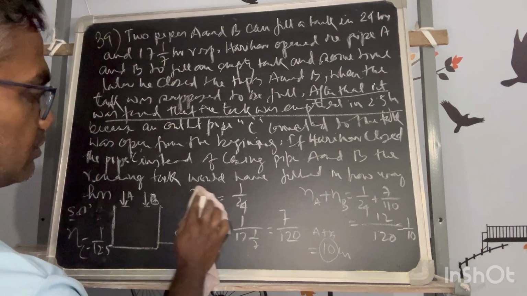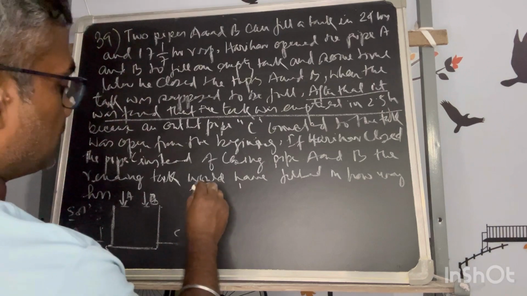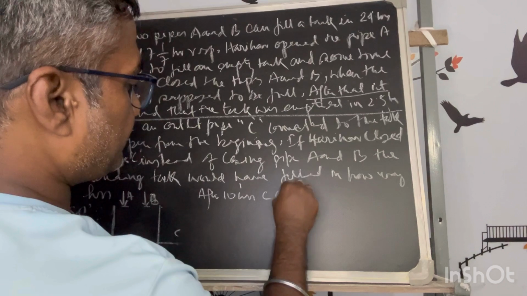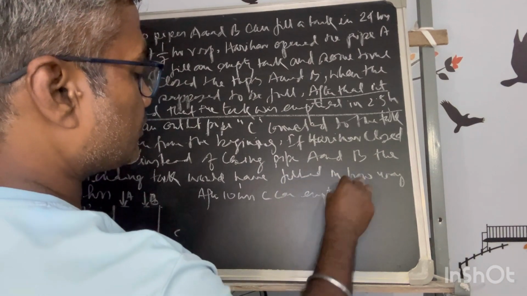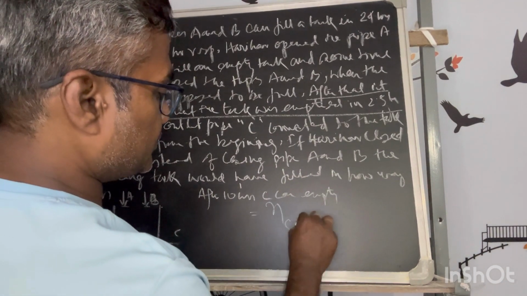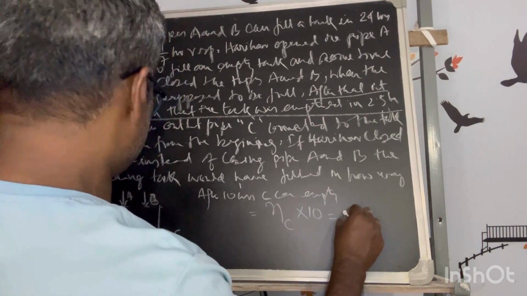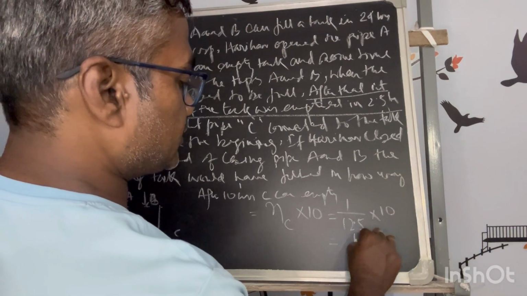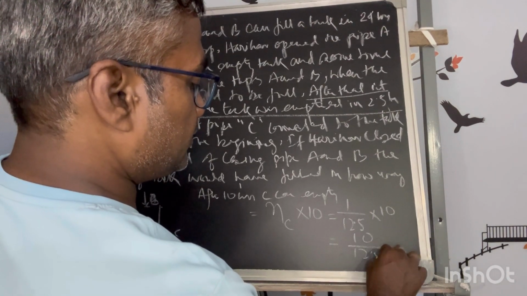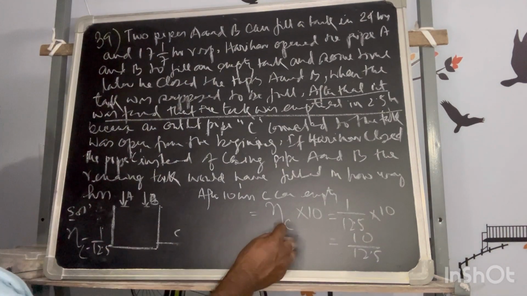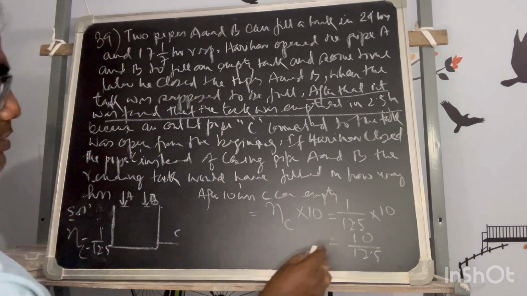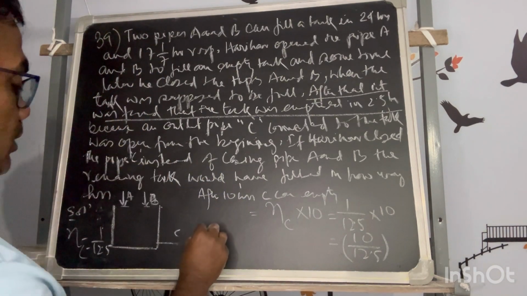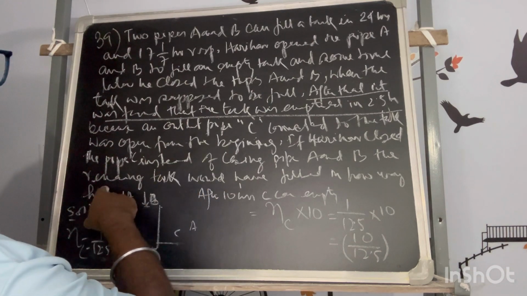I will rub it out because this is not needed. So now the question is, after 10 hours, how much can C empty? Efficiency of C into 10 hours. So this is equal to 1 by 12.5 into 10. So this much fraction C will empty. So if instead of closing A and B, C is closed, only this part is needed to be filled after that by A and B. So this is the requirement now.